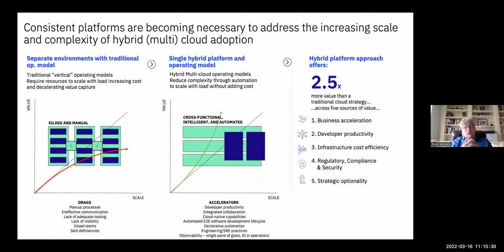And we have looked at this from a business perspective in terms of the value that a hybrid cloud platform brings to our clients versus a public cloud only. And that research is showing along 5 vectors that we can deliver 2.5 times more business value with a hybrid cloud platform. And those 5 vectors being business acceleration, which talks about the rate and pace of deploying applications, developer productivity, which is really tied to that, infrastructure cost efficiency, making sure that you deploy your service or application on the most cost optimal infrastructure.